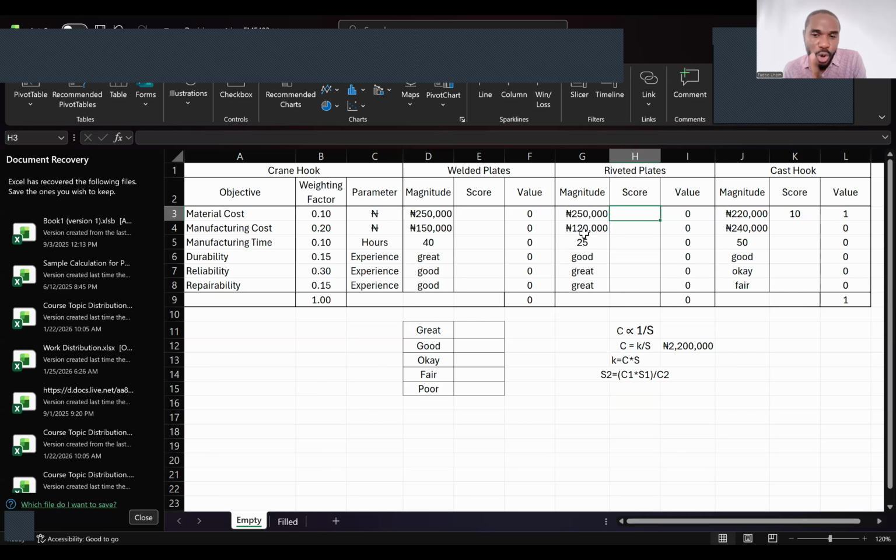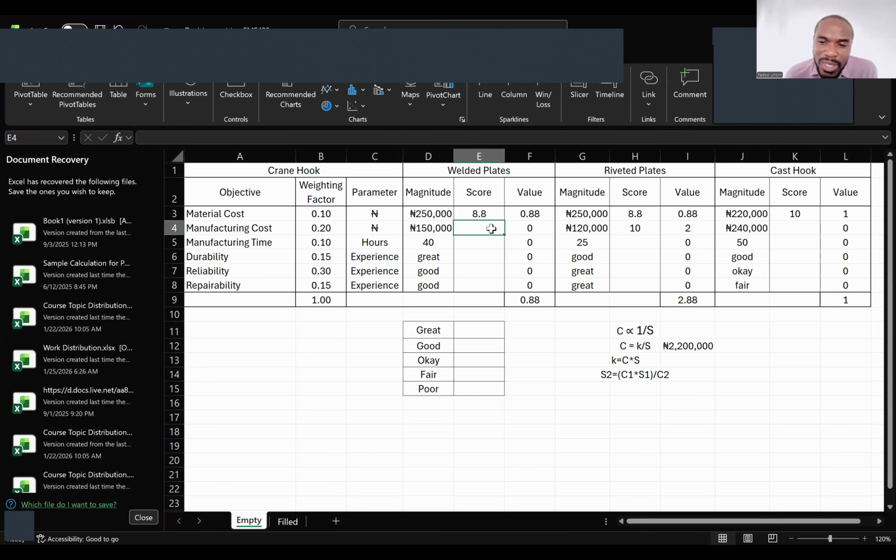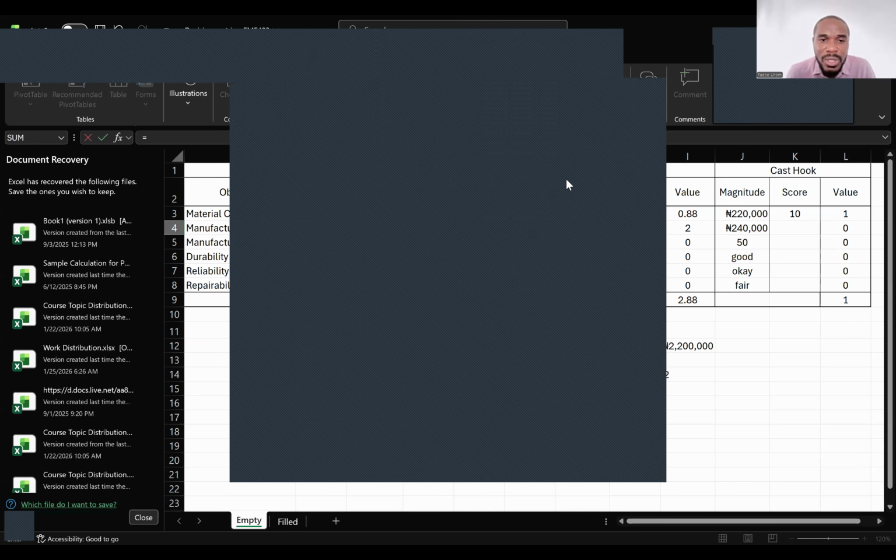So I'm looking for the score for 250,000, but I have a method that has both its score already and its magnitude. 20,000 naira gives us a score of 10. Now, for the value, you are seeing 2 because I've automated this already, because when you multiply 10 times the weighting factor 0.2, what do you have? 2. Okay? So let's see, what then will be the score? If 120,000 naira gives us a score of 10, what will be the score for 150,000 naira?